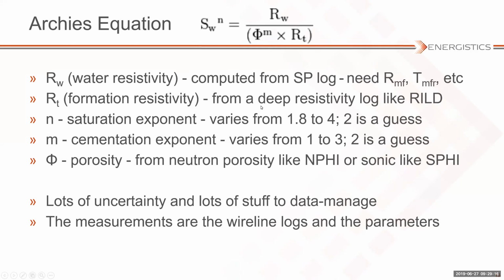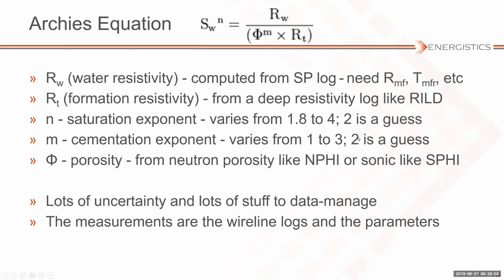To get the formation resistivity, you need it from something like RILD, a deep induction log, a resistivity calculated from a deep induction log. And then you have these exponents. Honestly, these exponents are a guess. They're just applied by experience in a particular geologic setting. And people typically use the number 2 for both of them. But if you're in a carbonate reservoir versus a sandstone reservoir, you might use a different number for the cementation exponent.